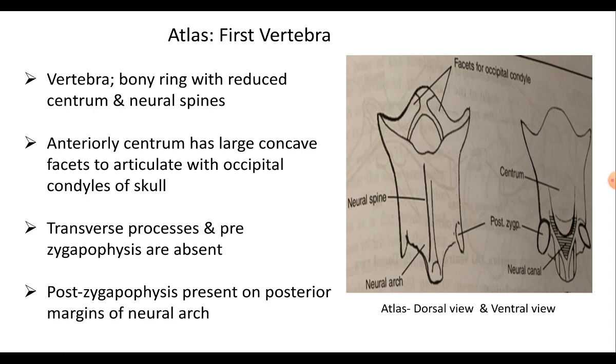The anterior face of the centrum bears a pair of oval concave facets for the articulation of the occipital condyles. In the concave facets, the knob-like occipital condyles of the skull fit in and bring about the movement of the skull. The neural arch is well developed and has post-zygapophysis on the posterior margins.